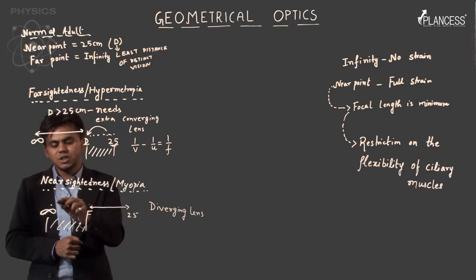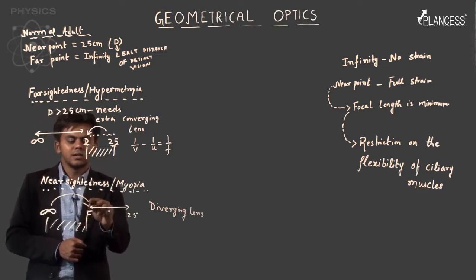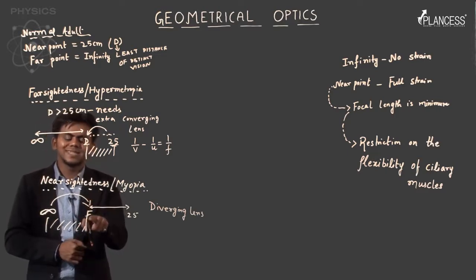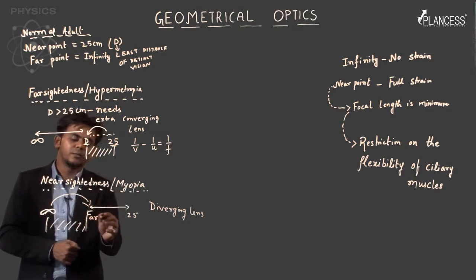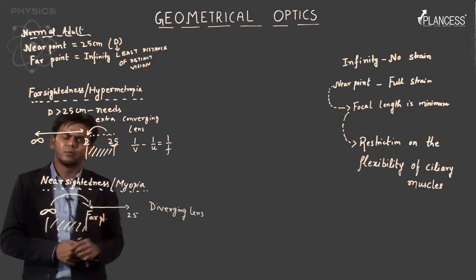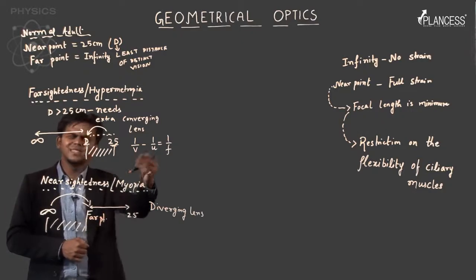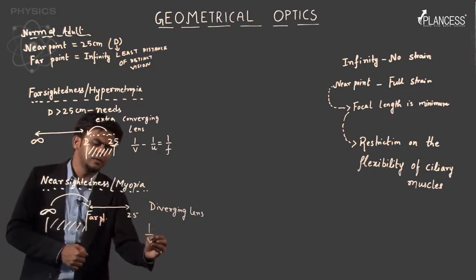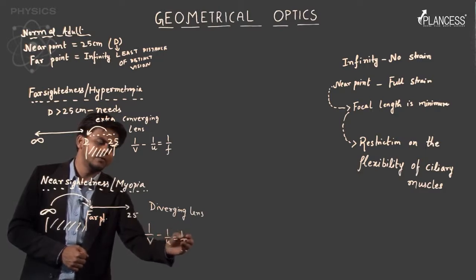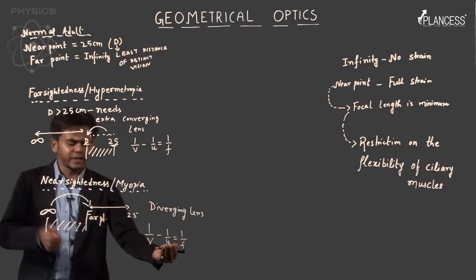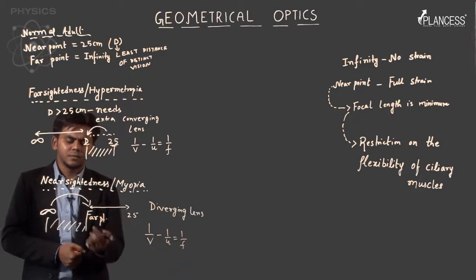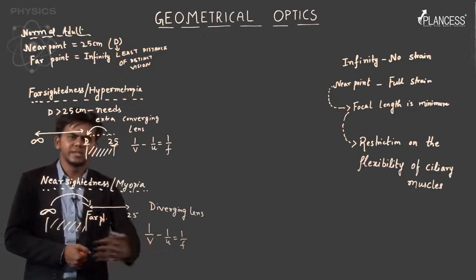Most drastic situation is infinity to this F or the new far point. Again the same formula, 1 by V minus 1 by U is equal to 1 by F. I'll write U as minus infinity, and V as my new far point. The rest thing is done.